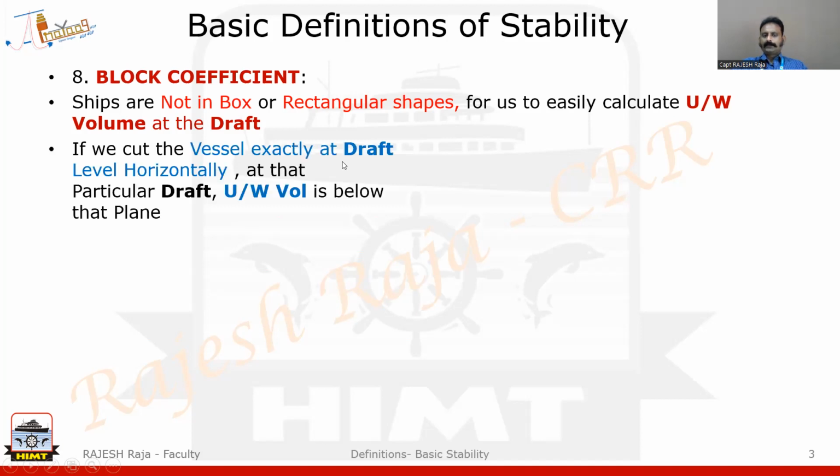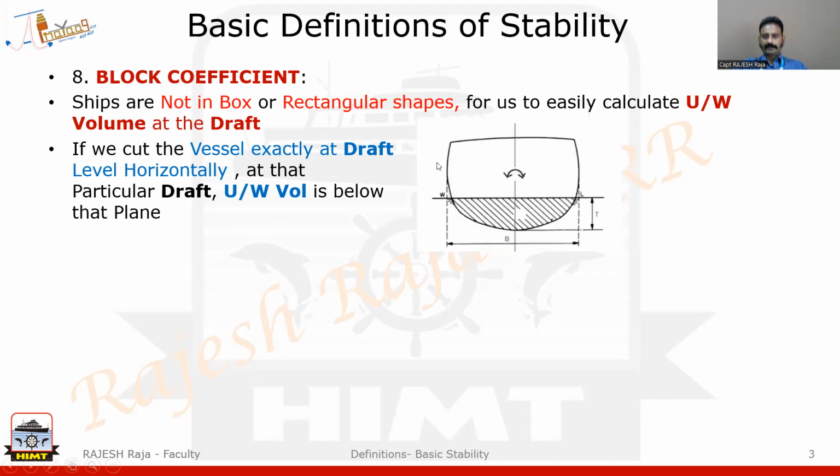Normally for using this concept of block coefficient, let us assume that I'm going to cut a vessel exactly at the draft level horizontally. I'm going to show you a picture. So this is a vessel. I'm going to cut this vessel exactly at the draft. I did the same cutting in water plane coefficient also, but all I wanted was the water plane area. But now I'm interested in the 3rd dimension also, which is the draft. So let us say this is the water line, and whatever is below is called your underwater volume.